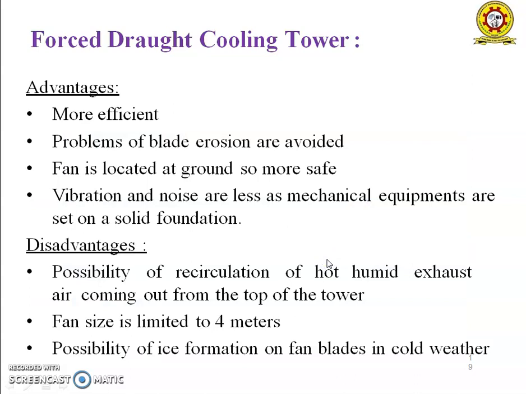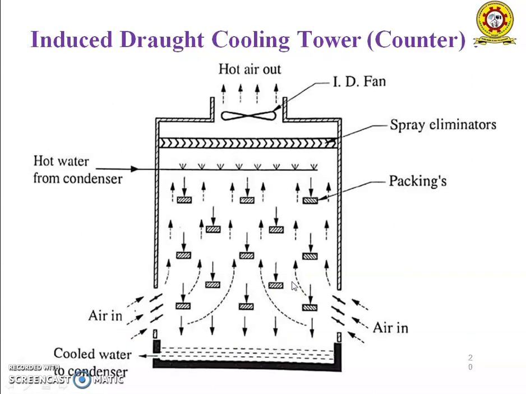Advantages are: more efficient, problems of blade erosion are avoided, the fan is located at the ground so it is safer, vibration and noise are less as mechanical equipment is set on a solid foundation. Disadvantages are: possibility of recirculation of hot humid exhaust air coming out of the top of the tower. Fan size is limited to 4 meters. Possibility of ice formation on fan blades in cooling weather.